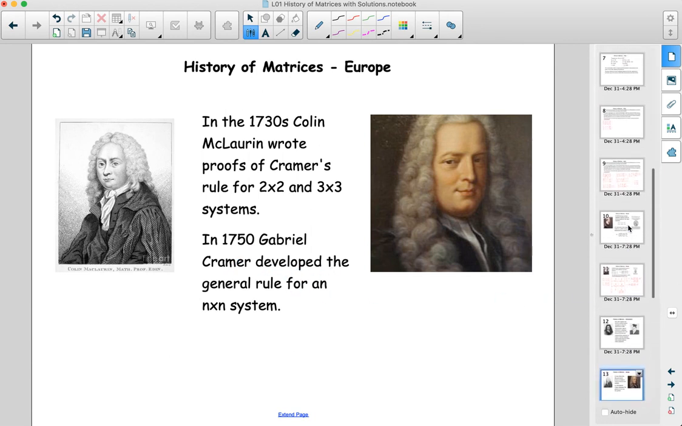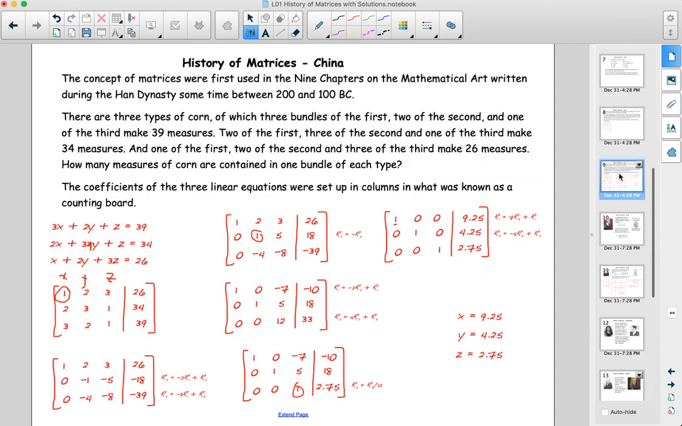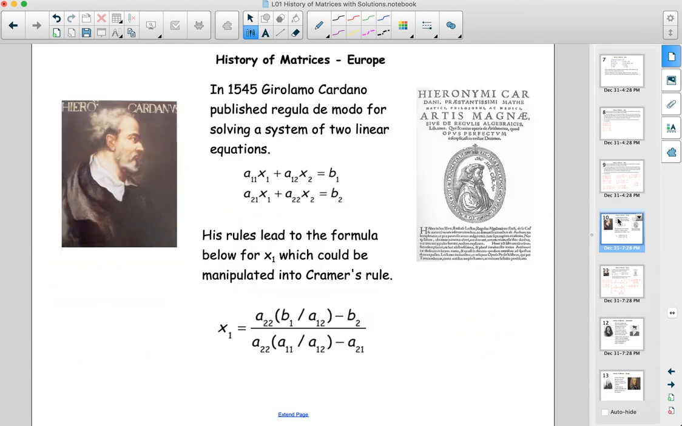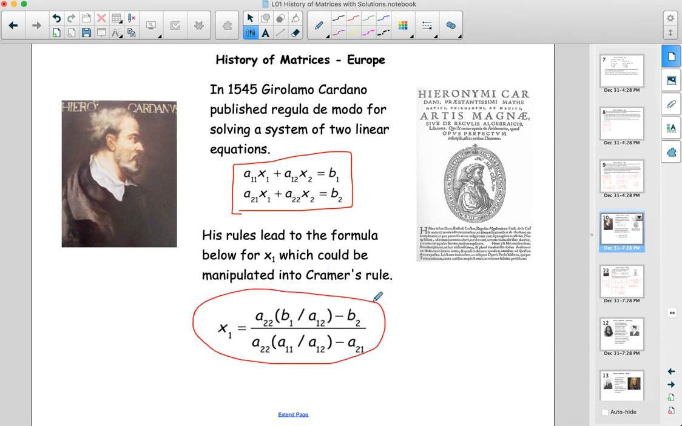And I think I skipped one. We were here. I forgot to do this one. So let's back up to 1545. Gerolamo Cardano published this booklet here, and he outlined a method for solving a system of 2 linear equations. That's not too hard. I mean, you know how to do that. You did that in grade 10. His rules led to the formula below, which you could later manipulate into Cramer's rule.